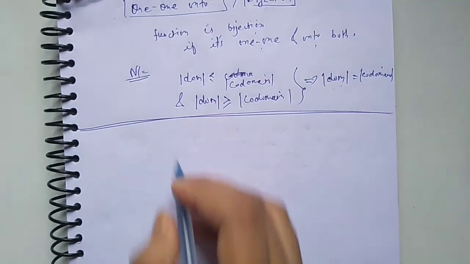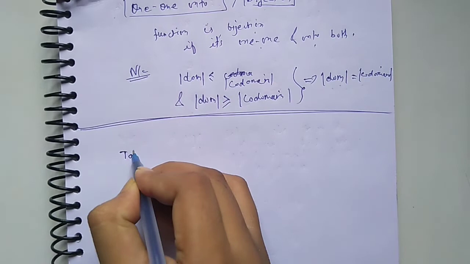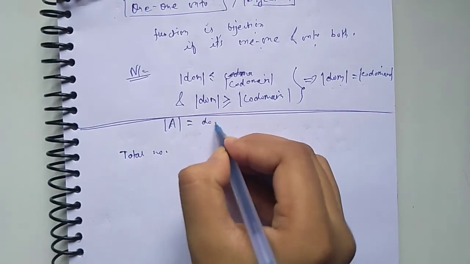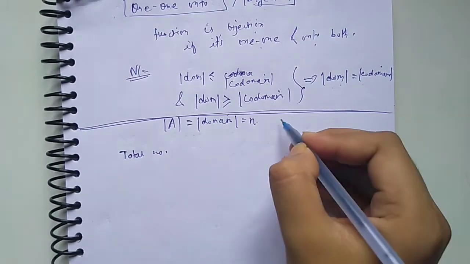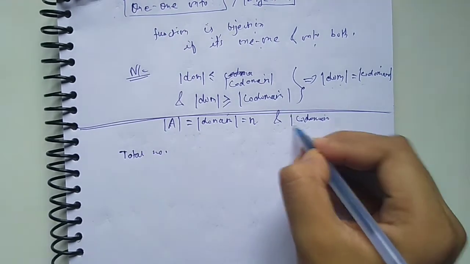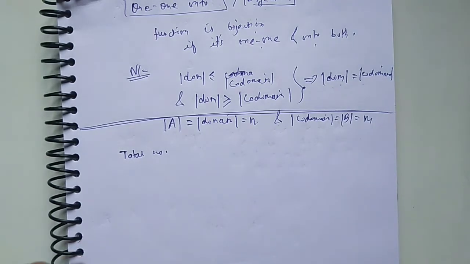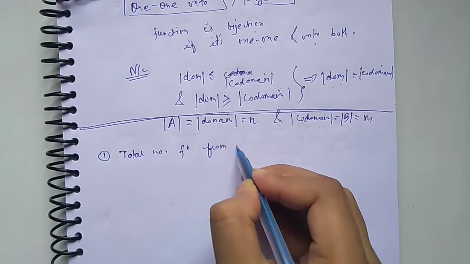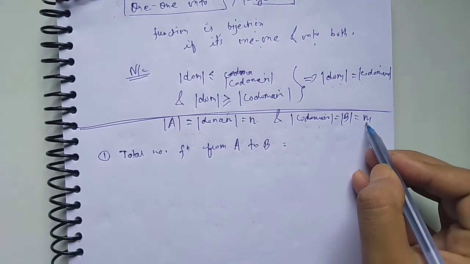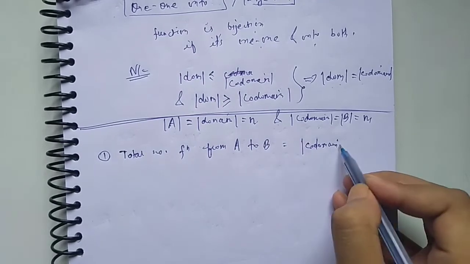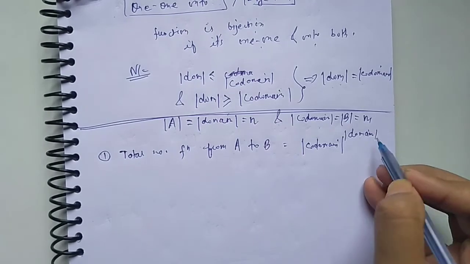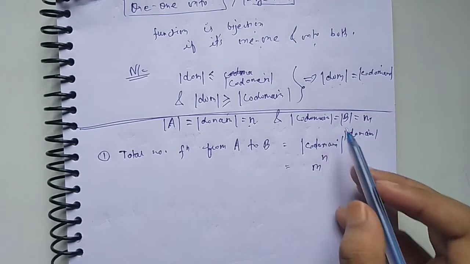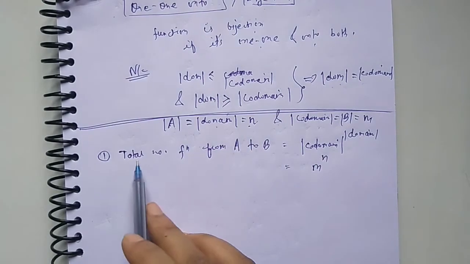Now moving to our next concept, counting different types of functions. First, if we consider the cardinality of the domain A equal to n, and the cardinality of the codomain B equal to m, that means both these sets are finite, then the total number of functions from A to B will be equal to the cardinality of the codomain raised to the power of the cardinality of the domain. So for this example it will be m raised to the power n, where m is the codomain cardinality and n is the domain's cardinality. This is the total number of functions from A to B.